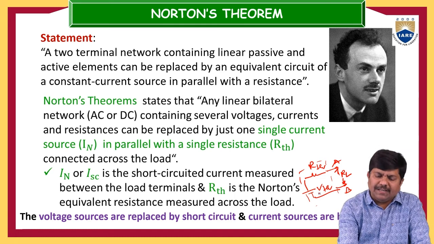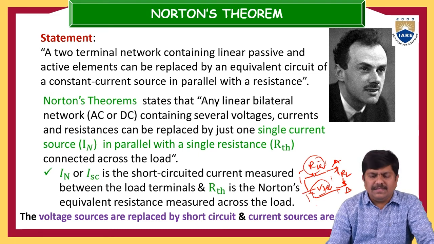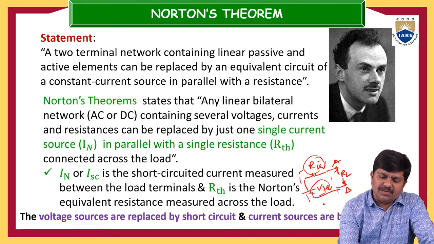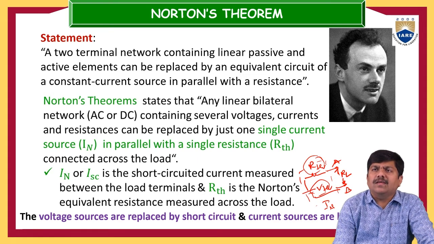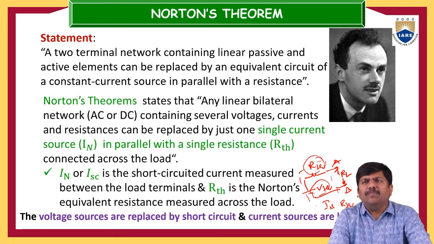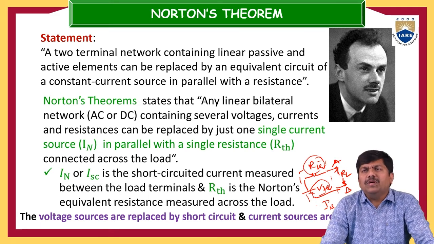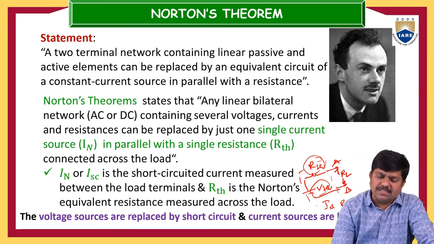Now, in Thevenin's Theorem, VTH and RTH are connected in series. Instead of VTH, we are going to represent it with IN, a current source. That IN is Norton's current. And instead of RTH, the same RTH can also be used, because Thevenin's and Norton's theorems are mutual to each other. They are dual theorems.